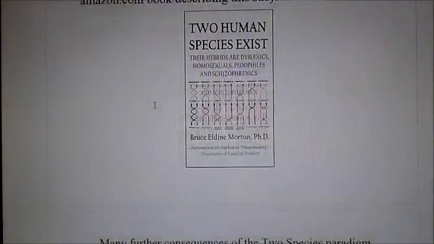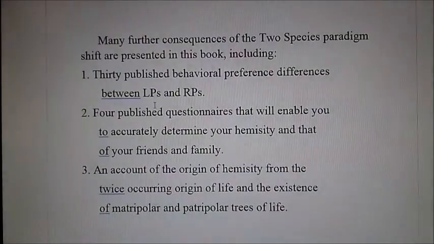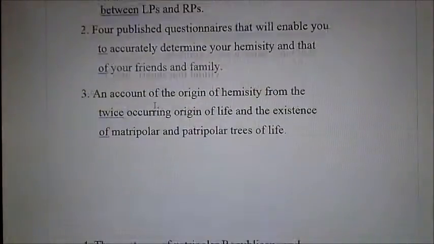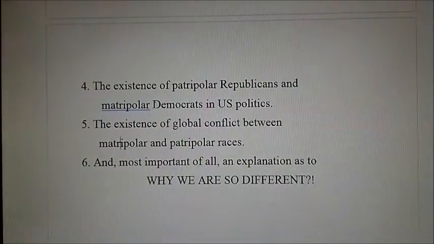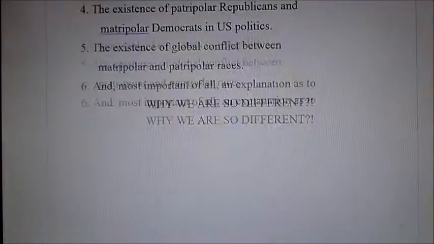Many consequences of the two species context are presented in this book, including 30 published behavioral preference differences between left and right brainers, 4 published questionnaires that will enable you to accurately determine your Hemisity, and that of your friends and family, an account of the origin of Hemisity from the twice-occurring origin of life, and of the existence of matripolar and patripolar trees of life, the existence of patripolar Republicans and matripolar Democrats in the United States politics, the existence of global conflict between the matripolar and patripolar races, and, most important of all, an explanation as to why we are so different.